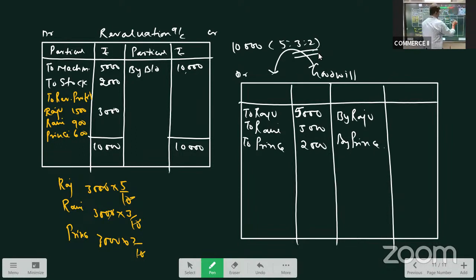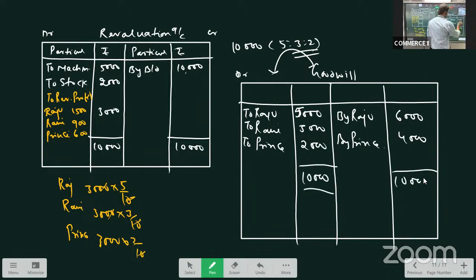So how much will it be? 10,000 into 3 by 5, 6,000, and 4,000. So goodwill account is closed. How did we get 6 and 4? 10,000 into 3 by 5, 10,000 into 2 by 5. Okay. Then let us take partners capital account.